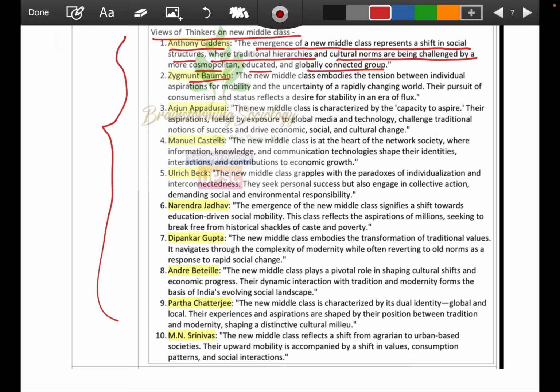Again, Zygmunt Bauman talks about the new middle class as embodying the tension between individual aspirations for mobility and uncertainty. So mainly he talks about the uncertainty, what is happening in the form of consumerism and status.